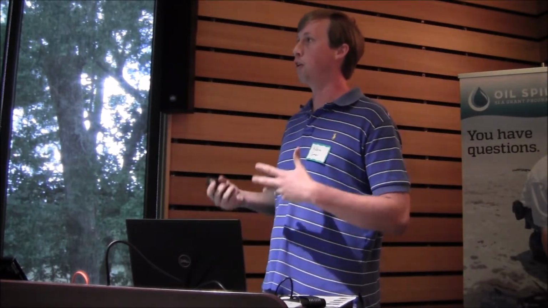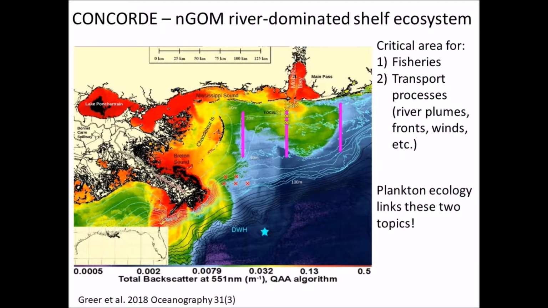And so when we want to think about oil spill impacts, certainly what happened at the site is important, but it's also important to know how the oil is getting to these coastal areas and what's happening once it's there. And so as part of my work, I'm in the Concord Consortium, which is studying this nearshore habitat, which is a critical area for fisheries.